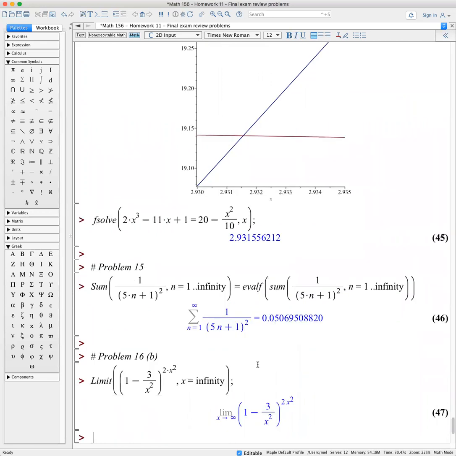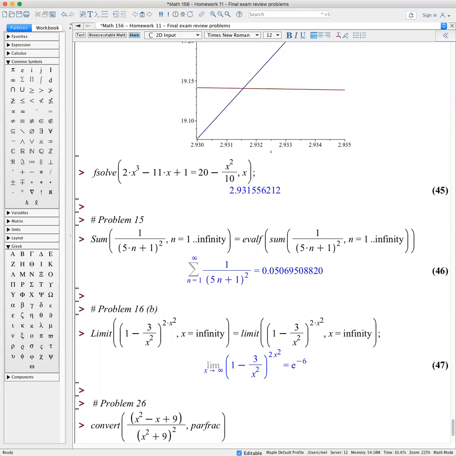That's my problem. The limit, x going to infinity, of 1 minus 3 over x squared to the 2 over x squared. Now, I could figure out by hand what that is if I really understood everything in calculus 1, but let's be lazy and have Maple compute it for us. Yeah, e to the minus 6. And it's a good exercise to prove it by hand.